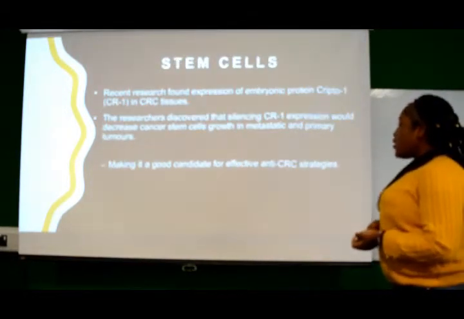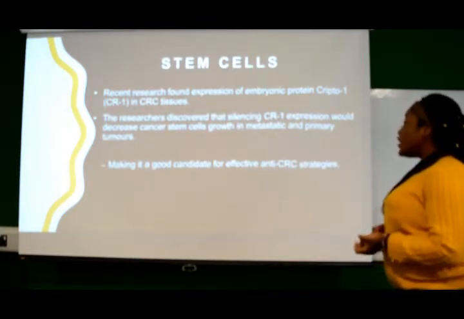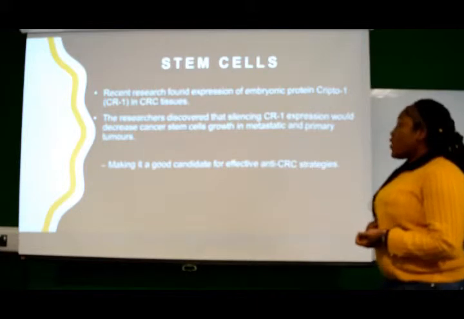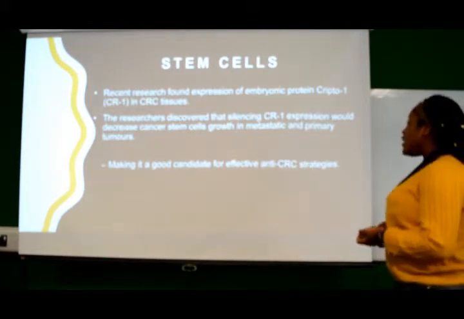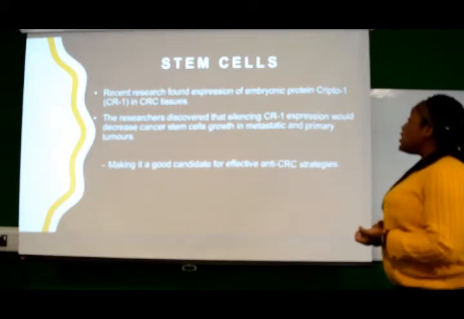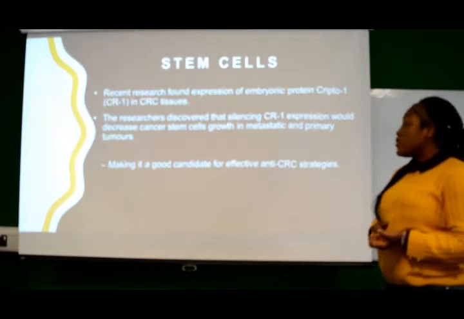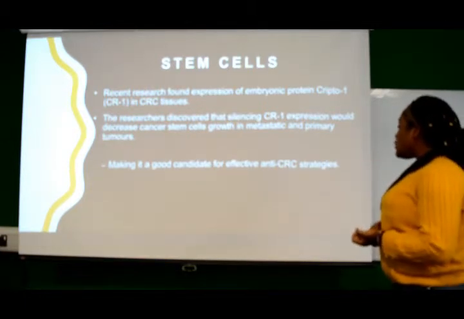Stem cells. Recent research found expression of embryonic protein Cripto-1 in colorectal cancer tissues. The researchers discovered that silencing Cripto-1 expression would decrease cancer stem cell growth in metastatic and primary tumors, making it a good candidate for effective anti-colorectal cancer strategies.